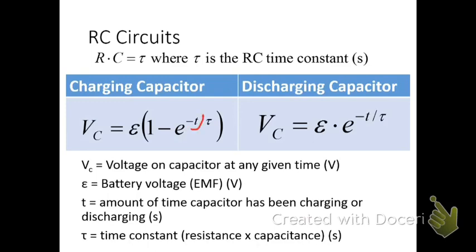T is the amount of time that the capacitor has either been charging or discharging. So the moment you hook it up and it begins charging, the timer starts 0, 1, 2, so on and so forth. Now, epsilon here is the battery voltage or the initial voltage of the capacitor. If it's discharging, it's the initial voltage. If it's charging, it's the voltage the capacitor is trying to achieve. And V sub C is the voltage on the capacitor at any given time.